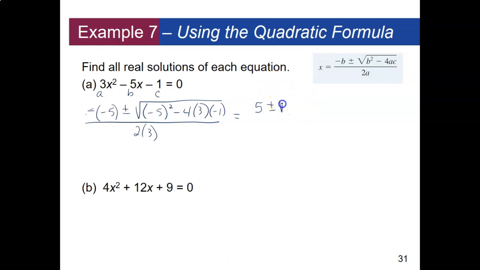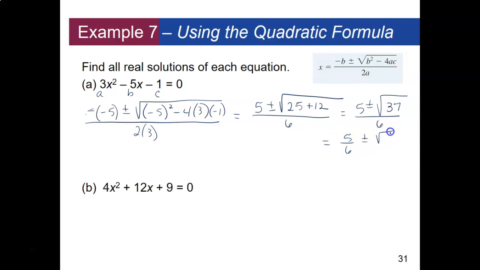Okay, so 5 plus or minus the square root of, this is going to be 25, and this will be 2 minuses make a plus, 12 over 2 times 3 is 6. So we'll end up with 5 plus or minus the square root of 37 over 6. You may be asked to write it as 5 over 6 plus or minus the square root of 37 over 6. So these would be equivalent to each other, and that's just splitting it up so that each part goes over the 6. If you could take anything out from underneath the radical, you definitely need to do that. 37 is prime, so nothing else is going to come from underneath that.